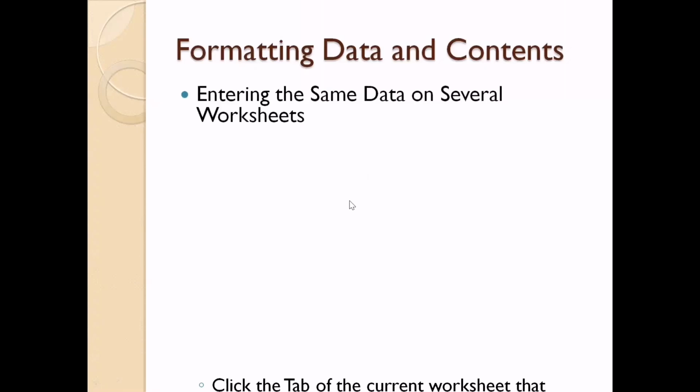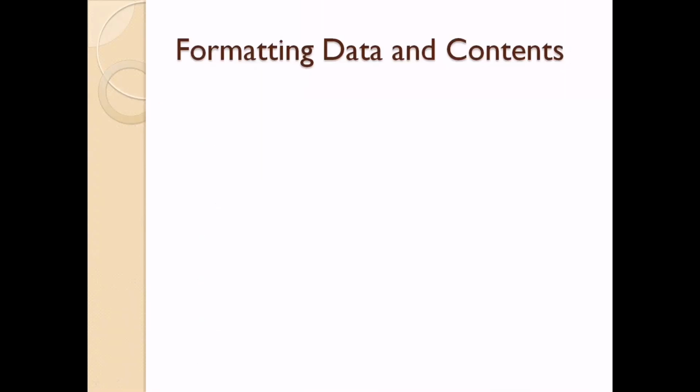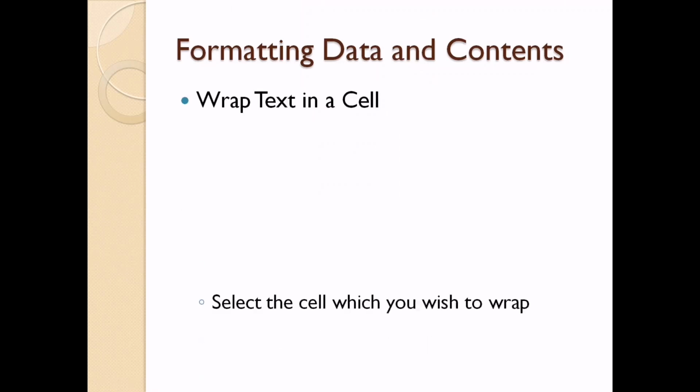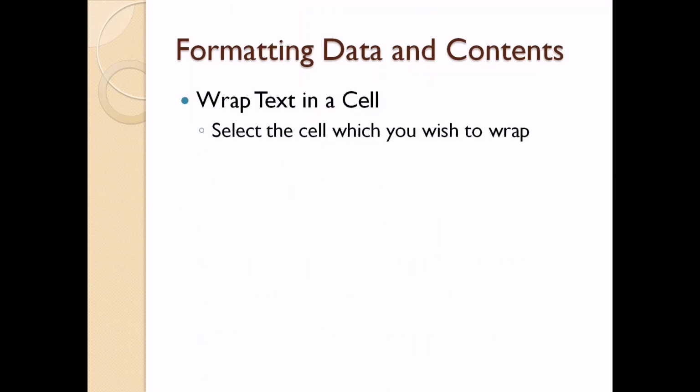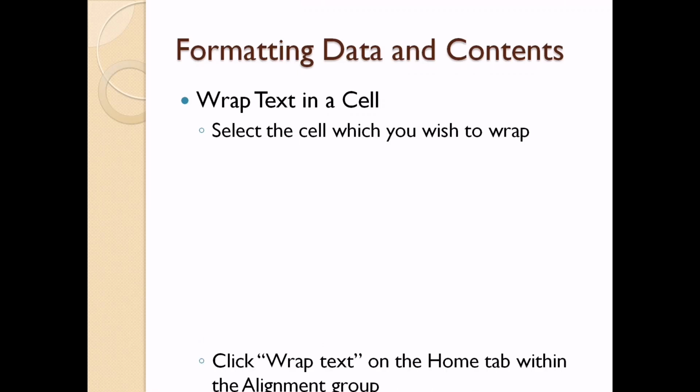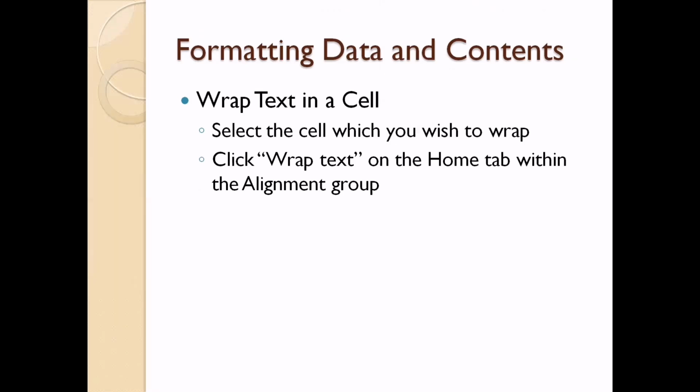Okay, we have entered the same data on several worksheets. Now we want to enter data in the cell and wrap the text in the cell. For example, if we have data like in the last example, select the cell. You can see the data is larger than the cell size, so we want to wrap the text. Just select the cell and click the Wrap Text option on the Home tab within the Alignment group.